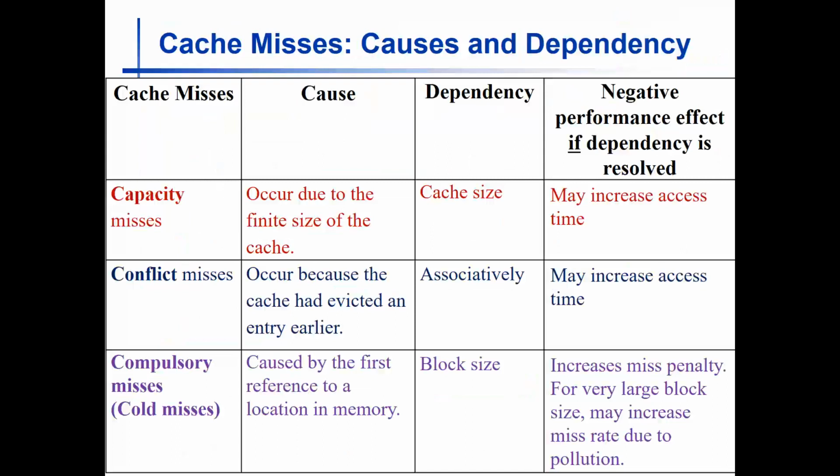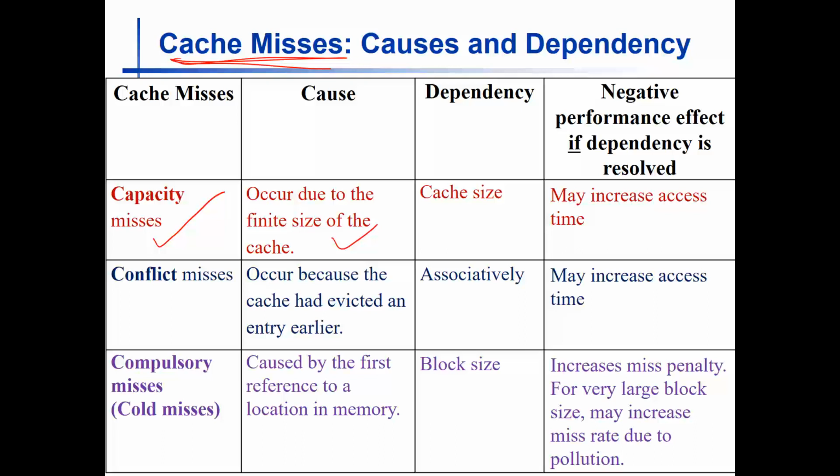Okay, now if we look at cache misses, what are the causes of those cache misses? And how can we resolve them by looking at the root cause? Cache misses can be classified as one of the following. Cache capacity misses are caused because the cache has a finite size. You cannot fit the entire lower level of the memory system in the cache. So obviously you will have capacity misses.